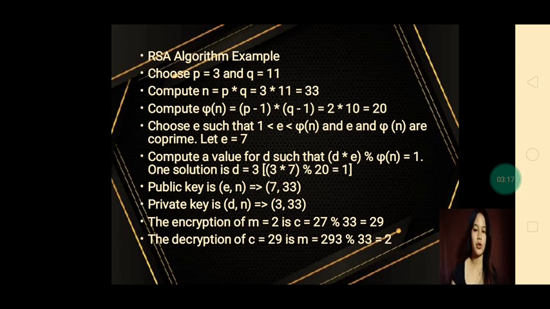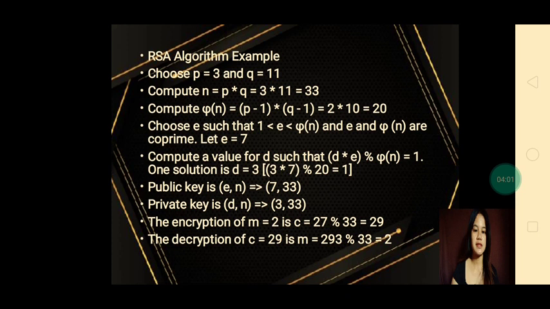RSA algorithm example. Choose P equals 3 and Q equals 11. Compute N equals PQ equals 3 times 11 equals 33. Compute phi of N equals (P-1)(Q-1) equals 2 times 10 equals 20. Choose E such that 1 is less than E is less than phi of N, and E and phi of N are coprime. Let E equals 7. Compute a value for D such that DE equals 1 mod 20. One solution is D equals 3, since 3 times 7 mod 20 equals 1.